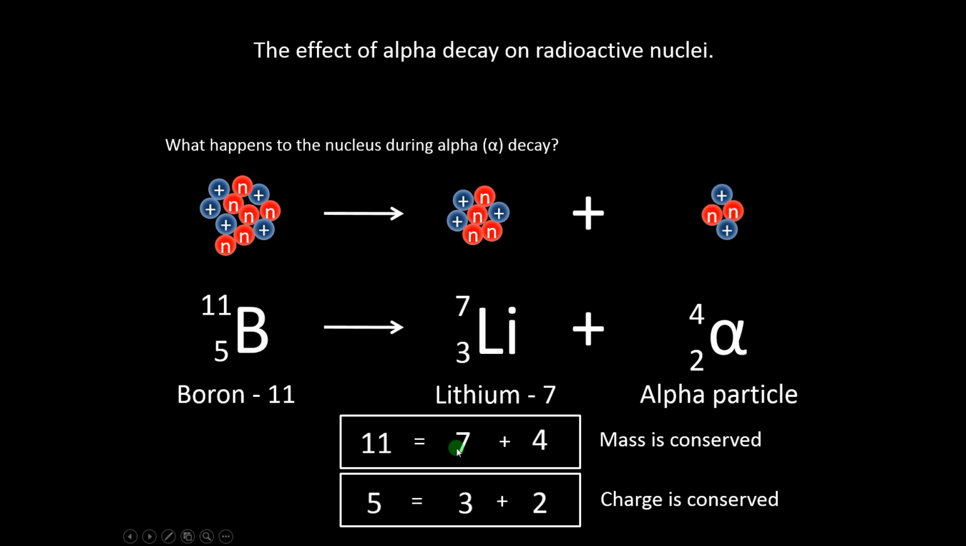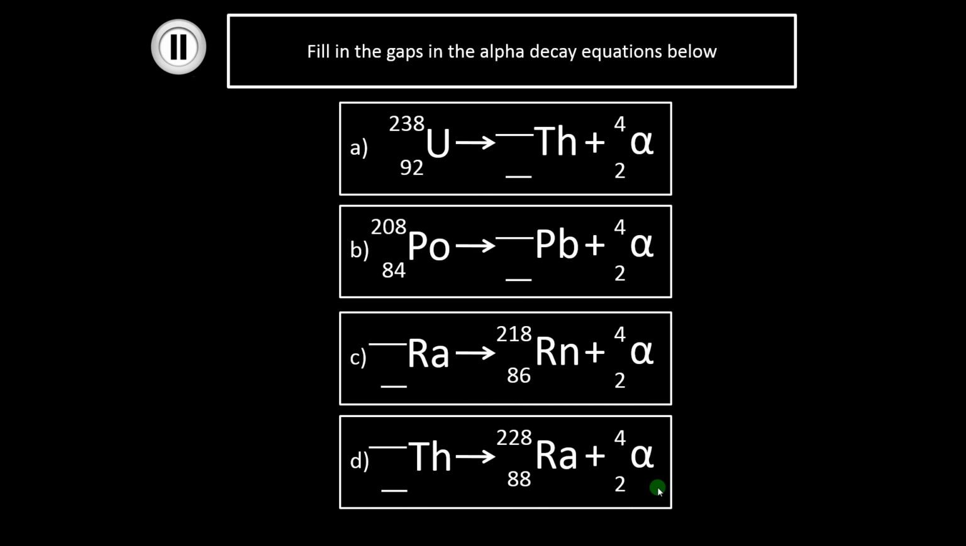Even when you get to slightly more complicated ones like uranium fission in a nuclear reactor, the total number on the top on the left-hand side will equal the total numbers on the top on the right-hand side, and the same for the bottom numbers as well. So the mass number, same on both sides in total, the charges, same on both sides in total, okay? So we can use that fact to fill in gaps, okay, if we get given a series of questions.